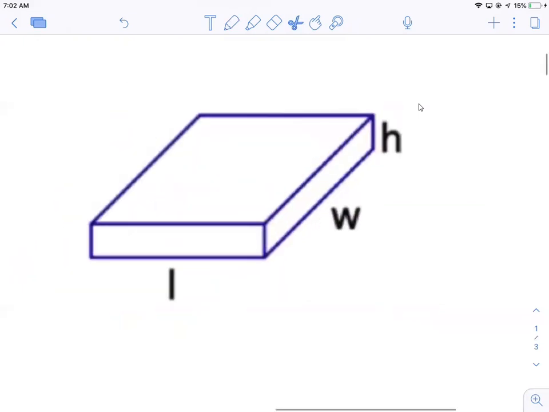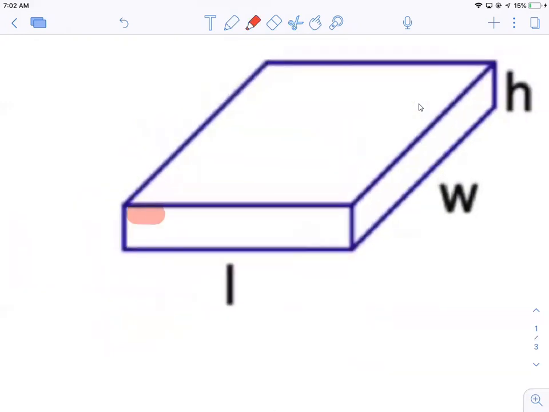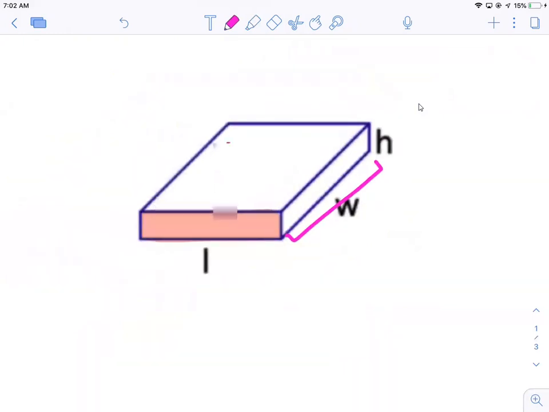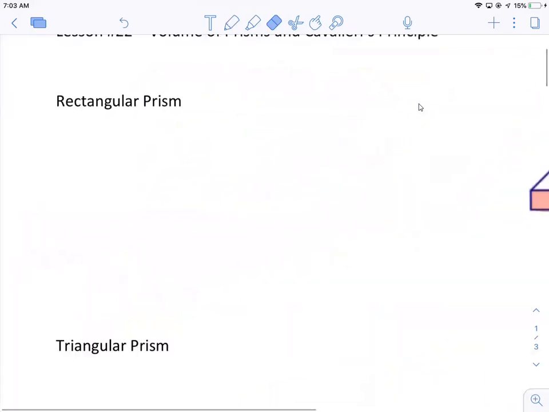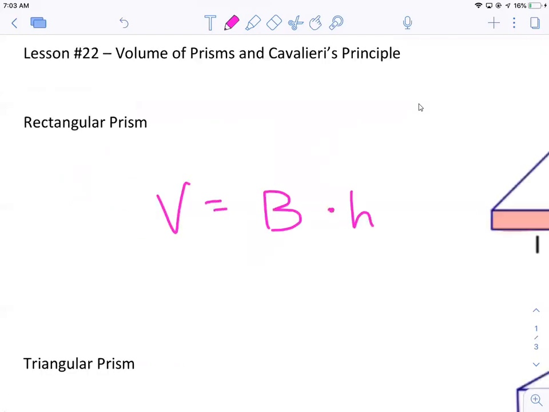But think about how I found the volume here. Then I use the area of this base, right? And then I multiplied it by the third dimension. So I know third dimension is W here, but typically we're going to be calling that H, or the height. So the volume of this prism, we can say, is the area of that base, right? We're going to use a capital B times the height.